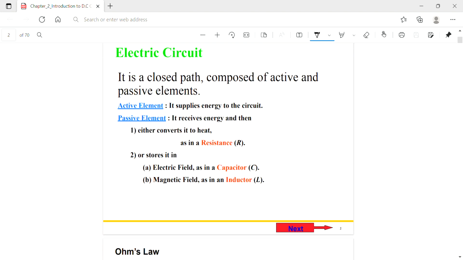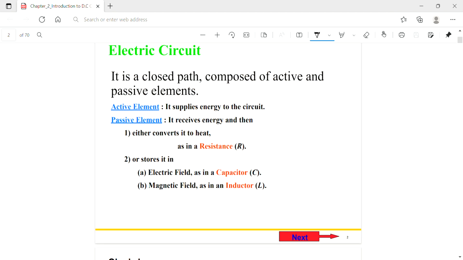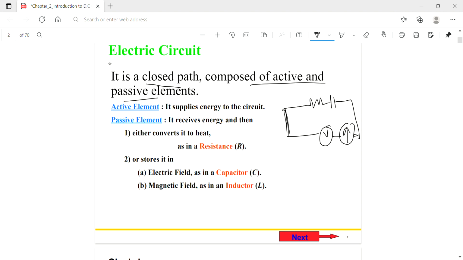An electrical circuit is basically a closed path composed of many active or passive elements. How does it look? Here is a circuit having wire and a voltage source or a current source. We have a voltage source and current source and many active and passive components, and it must be a closed path, meaning all the junction points have to be connected. So this is basically called an electrical circuit.